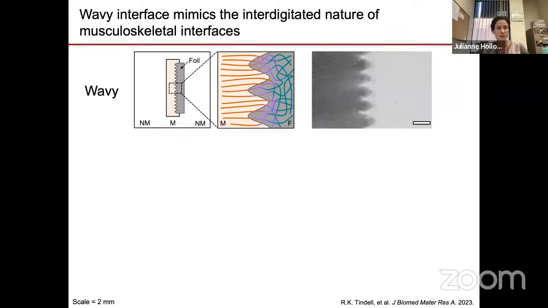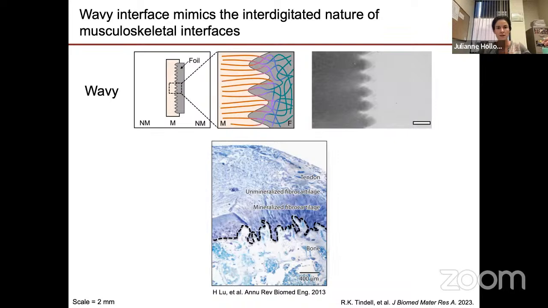Lastly, we were interested in ways that we could create interdigitated structures. We were interested in this because the native tendon-bone interface is interdigitated. You can see a picture of that here. We were able to do this quite easily by disrupting this electromagnetic field using foil. The foil was quite nice to use here in that we can cut different shapes into the foil very easily and very cheaply. And then the interface mimics whatever shape we've etched into the foil. And so here you can see that we've recreated this interdigitated structure.